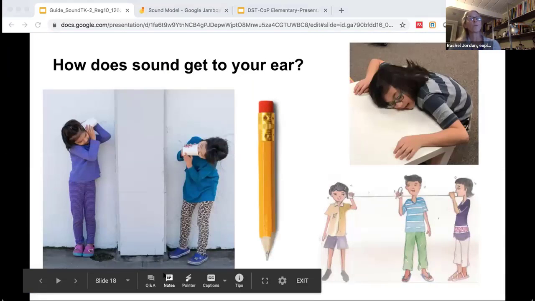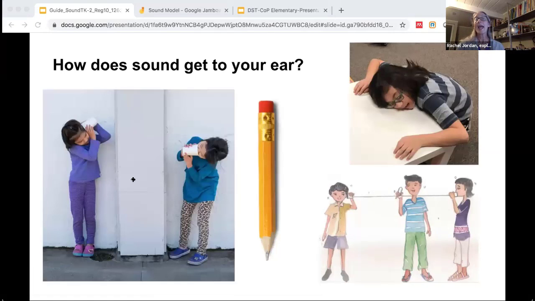So then we were ready to explore how sound gets to our ear. And to do that, we explored sound traveling through solid materials to really help these young students develop ideas about how sound travels from the source where we started to our ear. And you, again, could do these activities online like you did today.